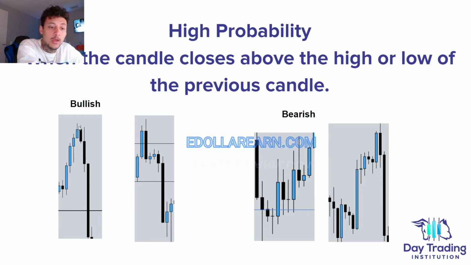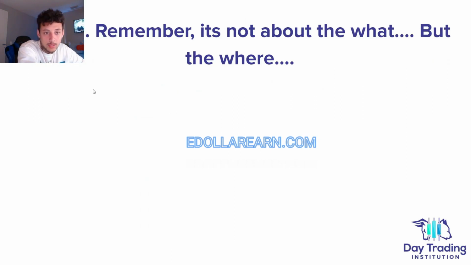So one more time, notice how price closed under the lowest low of this candlestick here. There's no wick, but it's still the lowest low. And notice how price closed under the lowest low of the previous candlestick here, giving you two nice sell signals that are high probability. But now, remember, it's not about the what, but about the where. We're still only looking for these patterns at areas of support and at areas of resistance.